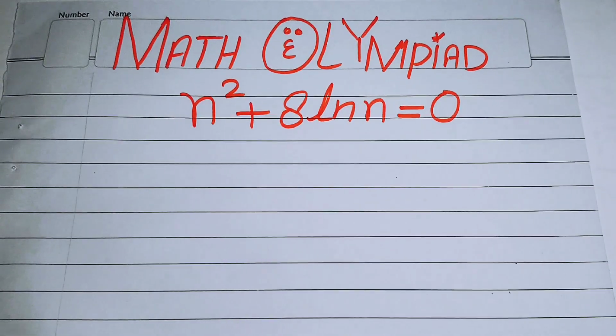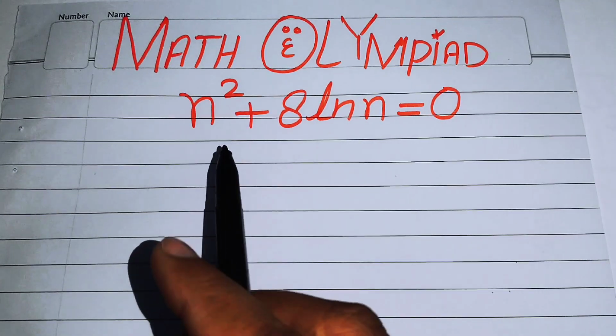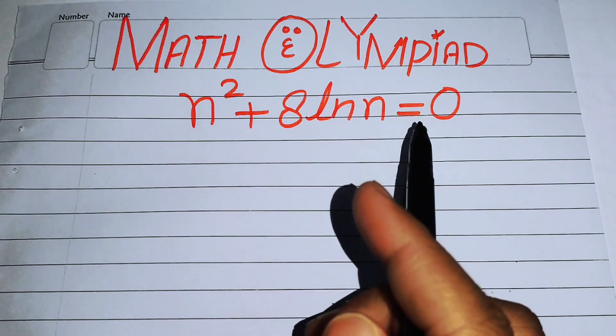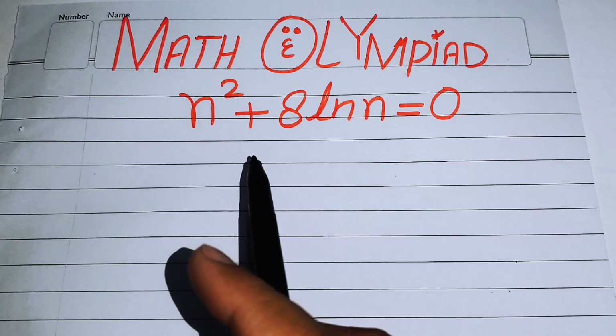In this video we are going to solve this nice algebra problem, and here we have n squared plus 8 times log n equals 0, and we will solve this problem for the values of n.